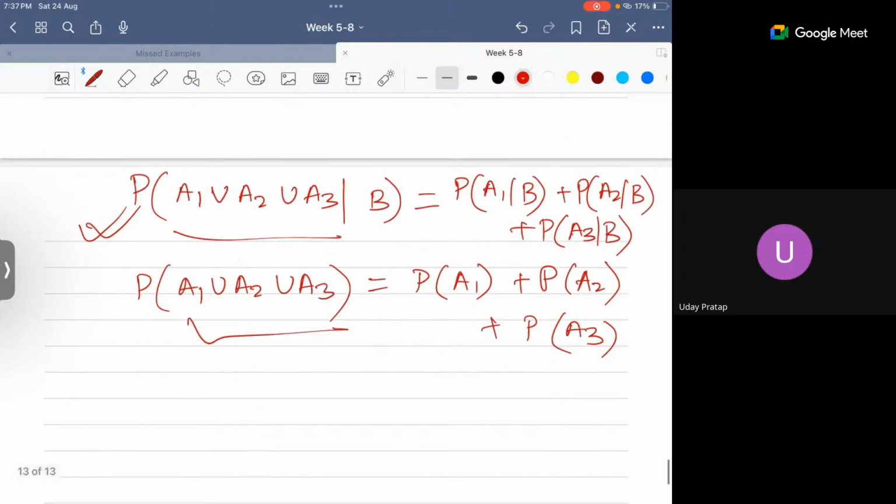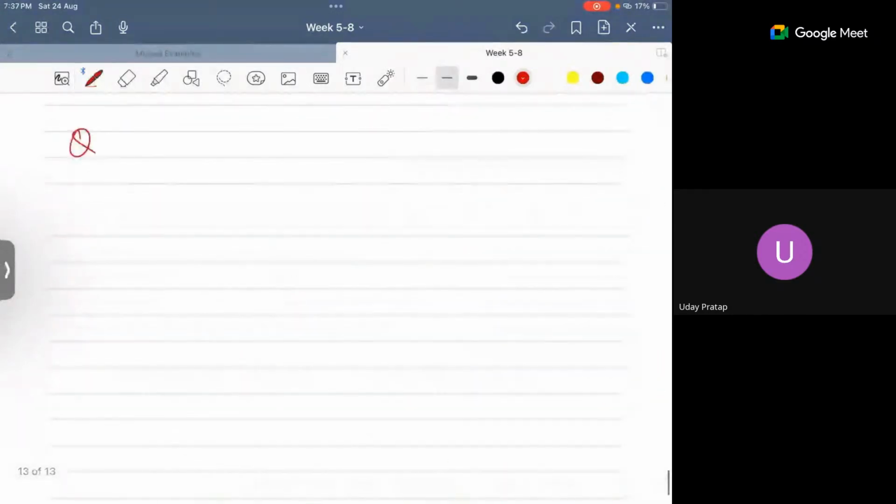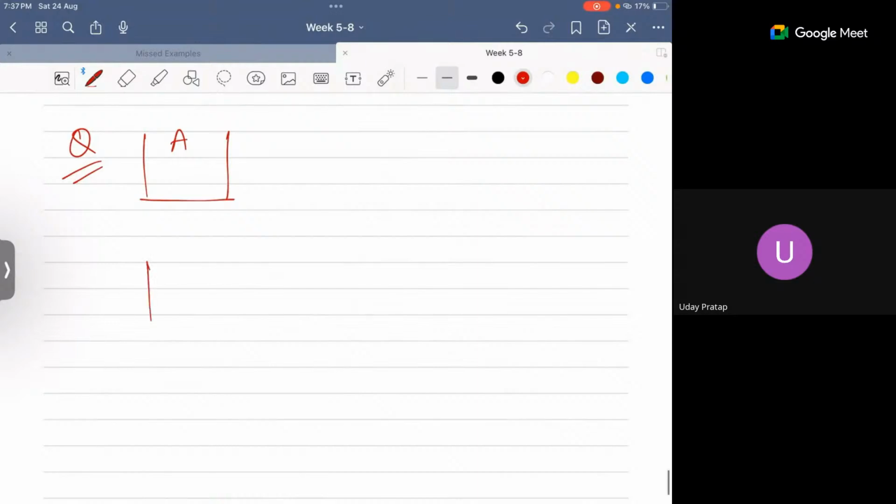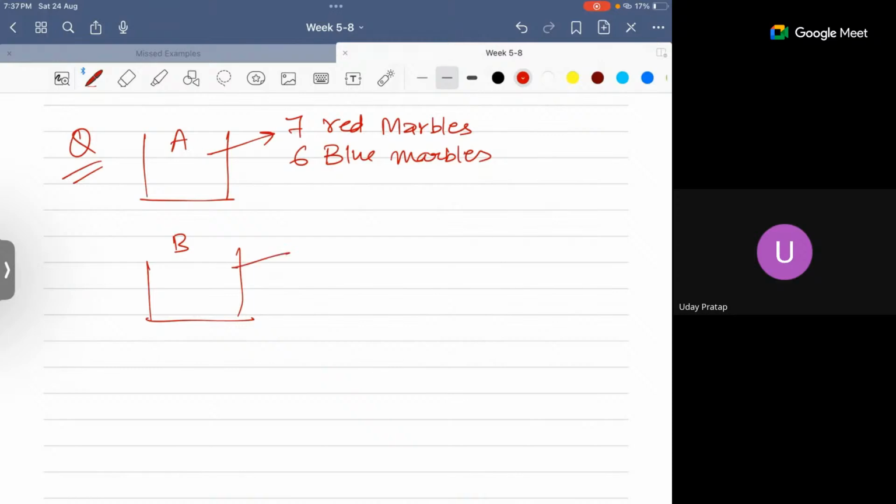So this is conditional probability. Let's solve one problem. Two bags have been given: there is one box A and another box B. A contains 7 red marbles and 6 blue marbles, and B contains 5 red marbles and 8 blue marbles.